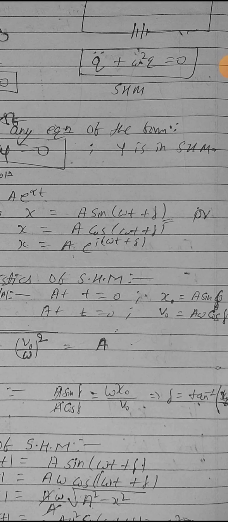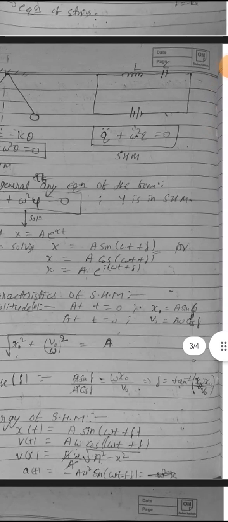Now you must not get confused here that the equation can be either A sine of omega t plus delta, or it can be A cos of omega t plus delta, or it can be A exponential i omega t plus delta. Any one is correct, right?